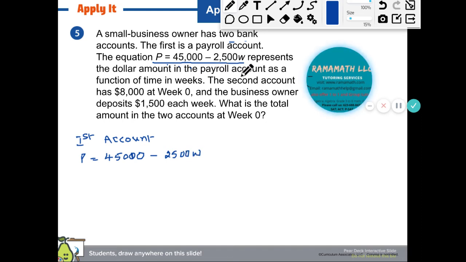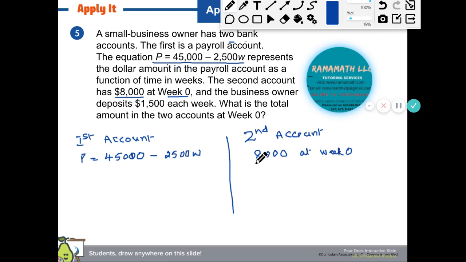That is the dollar amount in the payroll account as a function of time in weeks. Okay, and the second account is $8,000 at week 0. So $8,000 at week 0.